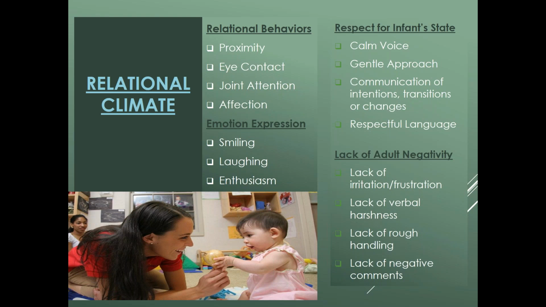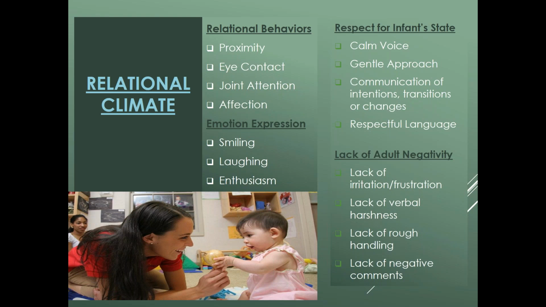Relational climate reflects the quality of relationship between teachers and infants, emotional warmth, and indicators of respect and supportive relationship with each other and clearly enjoying being together. The relational behavior has 4 behavior markers: proximity, eye contact, joint attention, and affection. It reflects the consistency of positive behaviors, physical closeness, sharing attention, and the degree of affection shown toward infants.